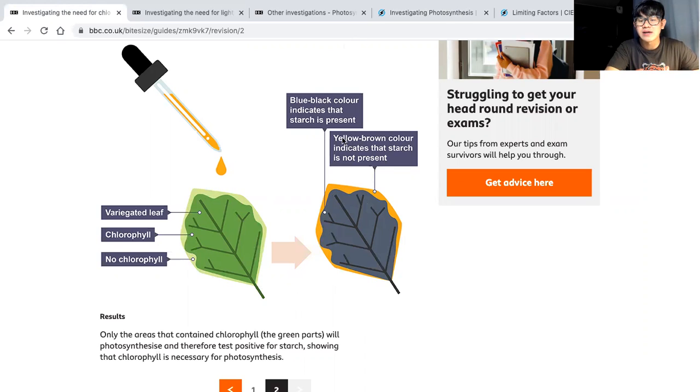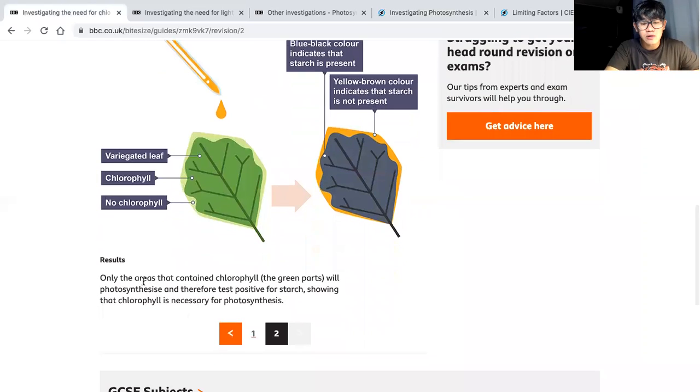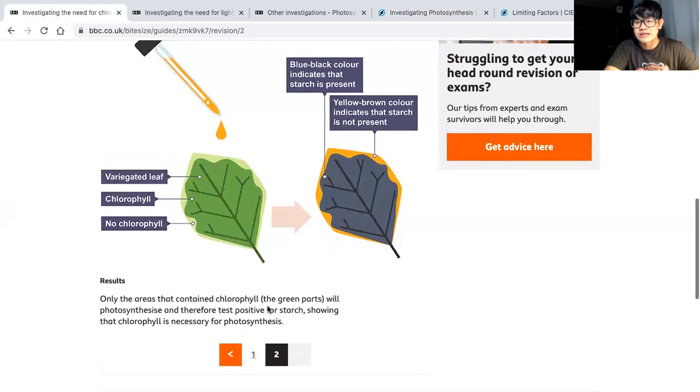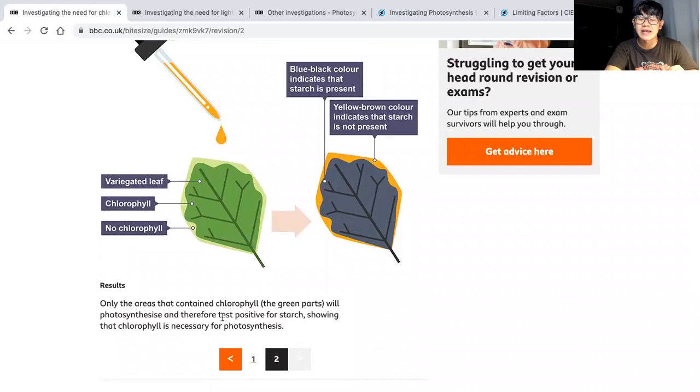Okay. So if you see here, blue-black color indicates starch is present. Yellow color indicates starch is not present. So this actually shows that only the areas that contain chlorophyll will photosynthesize. Therefore, they test positive for starch, showing that chlorophyll is necessary for photosynthesis. Okay, so that's what it's saying there.